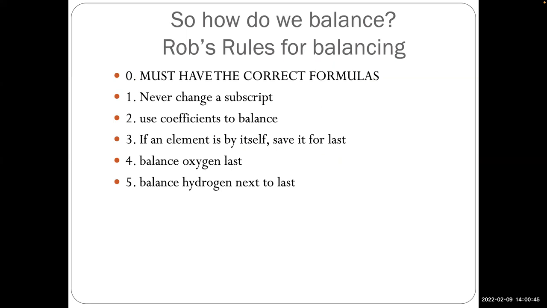Okay. So these are my rules for balancing. Rob's rules, meaning I kind of made them up. Rule zero, I call it rule zero because it is so important. This is where you would say, how important is it? My little ode to Johnny Carson. It's so important that you have to do that before you start. If your formulas are wrong, at the very least, you're balancing the wrong equation, all right?